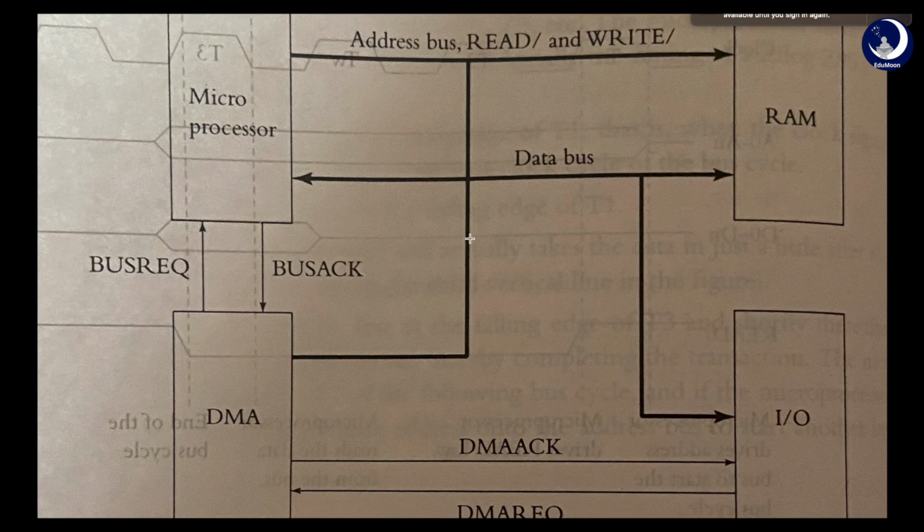When the input output device has some data to be moved into the RAM, first it asserts the DMA request signal to the DMA circuit. That is, it is requesting the DMA. Now what does the DMA do? The DMA asserts the bus request signal to the microprocessor.